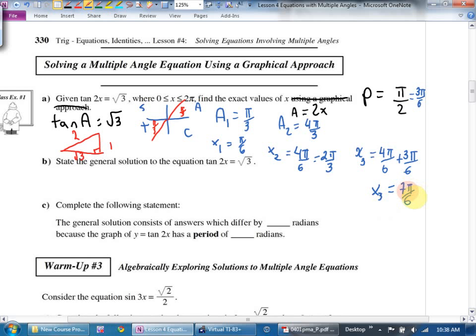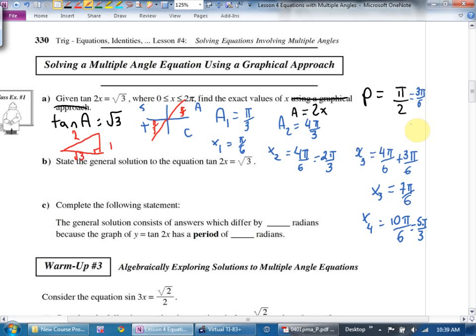And hopefully you're recognizing, you can kind of do some of this in your head. 7 pi plus 3 pi is what? 10 pi by 6, is that less than 2 pi? What would 2 pi be in terms of 6? 12 pi. Really, I'm saying as long as I'm less than 12 pi by 6, I'm good. So X4 is going to be 10 pi by 6, although I'd probably reduce that to 5 pi by 3. Is there a fifth solution? Well, if you add 3 pi by 6 to 10 pi by 6, 13 pi by 6. Oh, we're just out.